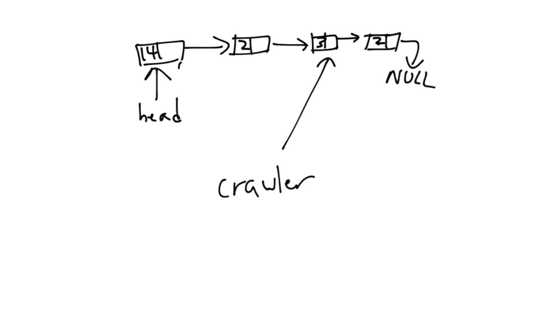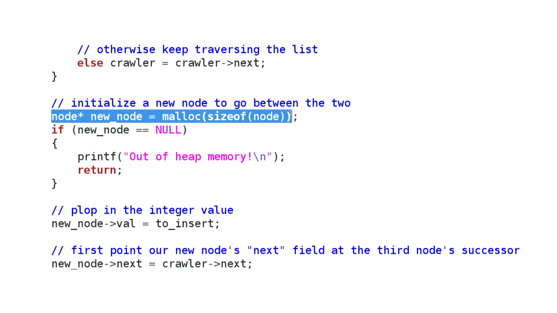And once our crawler pointer has reached the node after which we want to insert our new integer, how do we actually do the inserting? Well, our new integer has to be inserted into the list as part of its own node struct, since this is really a sequence of nodes. So let's make a new pointer to node called new node and set it to point to memory that we now allocate on the heap for the node itself. And how much memory do we need to allocate? Well, the size of a node.